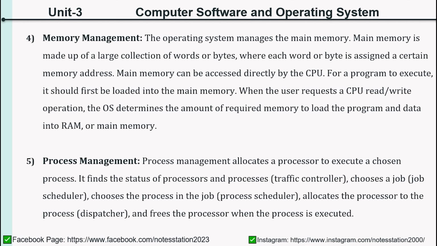Process management. Process management allocates a processor to execute a chosen process. It finds the status of processors and processes, traffic controller, chooses a job scheduler, chooses the process in the job, process scheduler, allocates the processor to the process, dispatcher, and frees the processor when the process is executed.